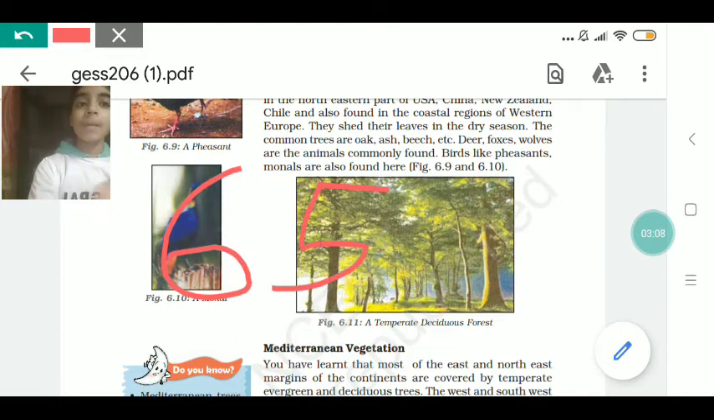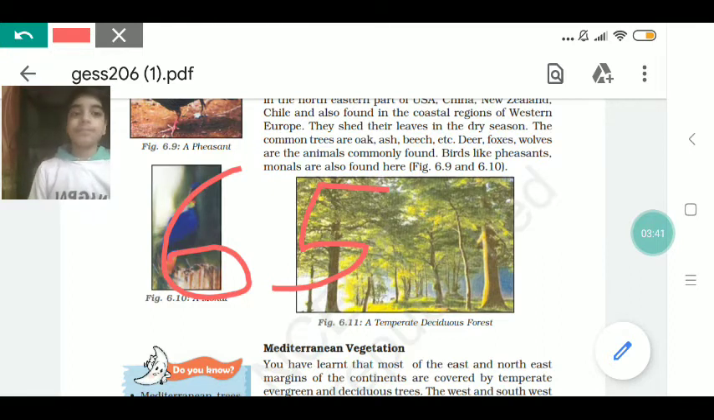65%. Let me tell you the fact. 65% of India is covered by temperate deciduous forest. You will be thinking, how? Yes, 65% of India is covered by temperate deciduous forest. Oh, it's very important, a very shocking fact.